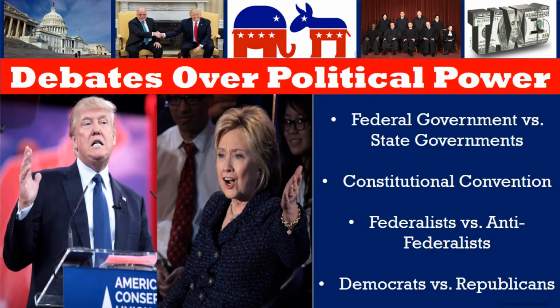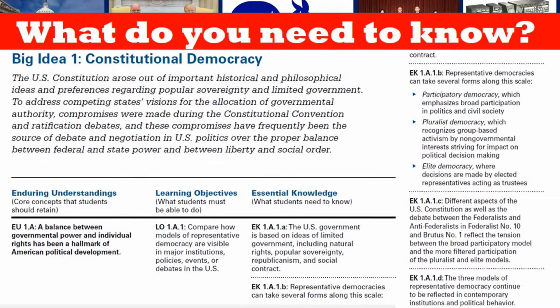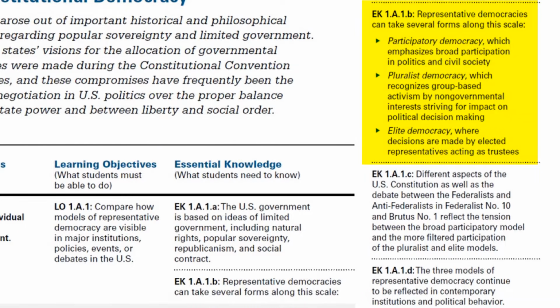Debates over how much power and authority should be given to the federal and state governments have divided Americans since its founding. We will look at these debates in later lessons when we discuss the Constitutional Convention, Federalist versus Anti-Federalist, and various political parties, including the Democrats and Republicans today. And this leads to our first standards for the AP exam, which we will use for our first couple of lessons. Today we're going to cover representative democracies and 3 models of contemporary theory on democracy, as well as some basics.